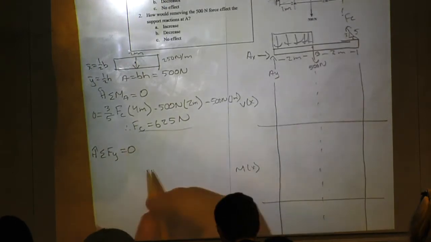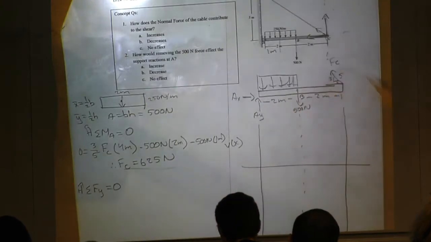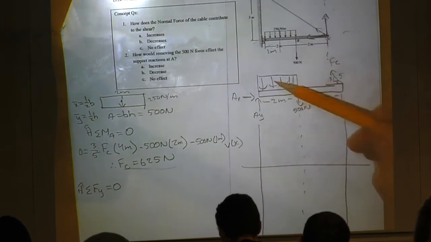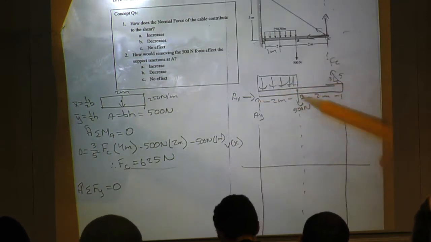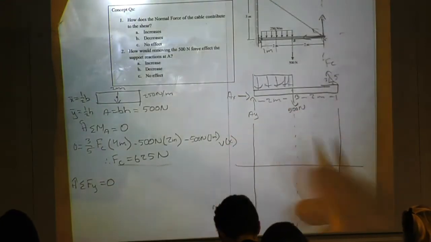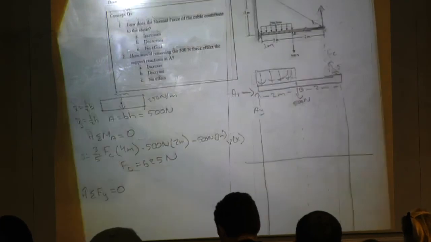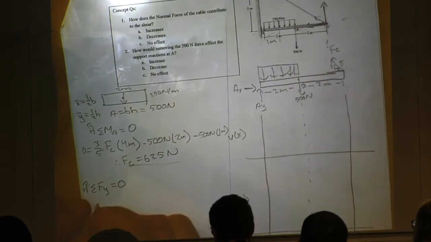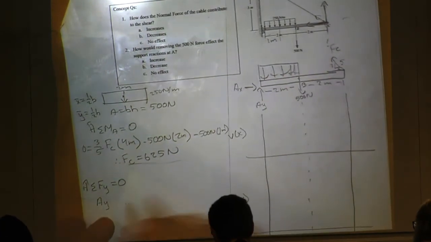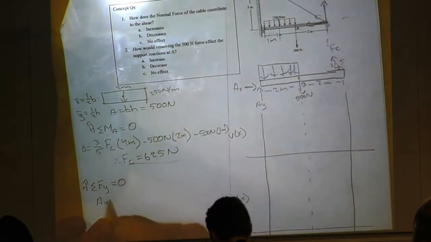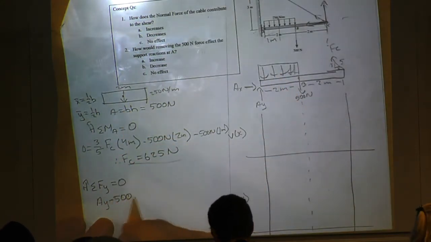Equals 0. So I have forces: AY, this distributed load force, this force here, and then a y component of this force. So my AY is positive, assuming it's positive. I like to assume support reactions are in the positive direction. The distributed load is down, so minus 500.